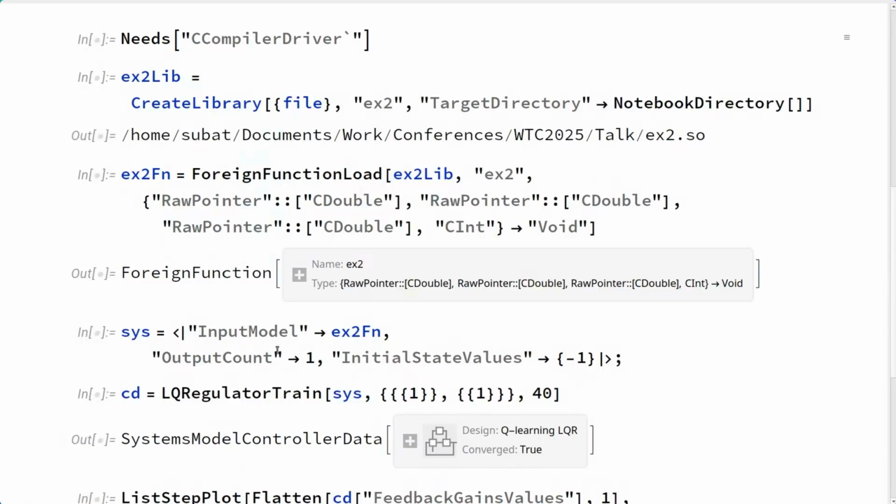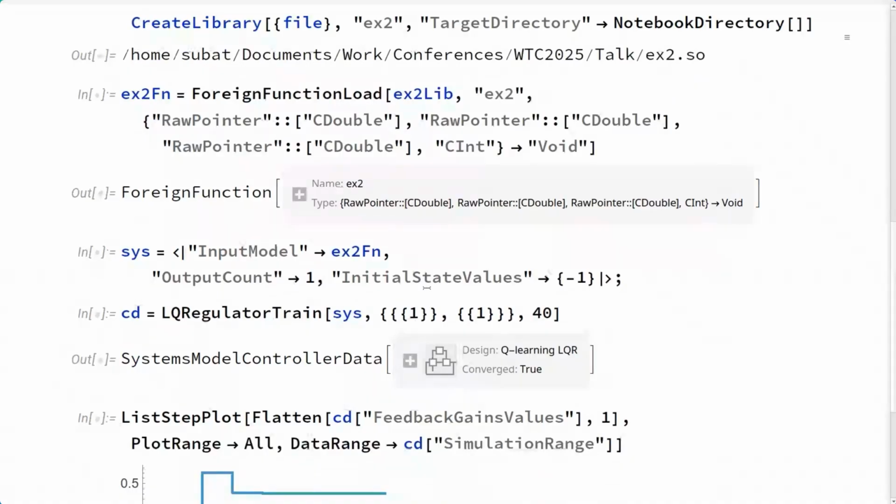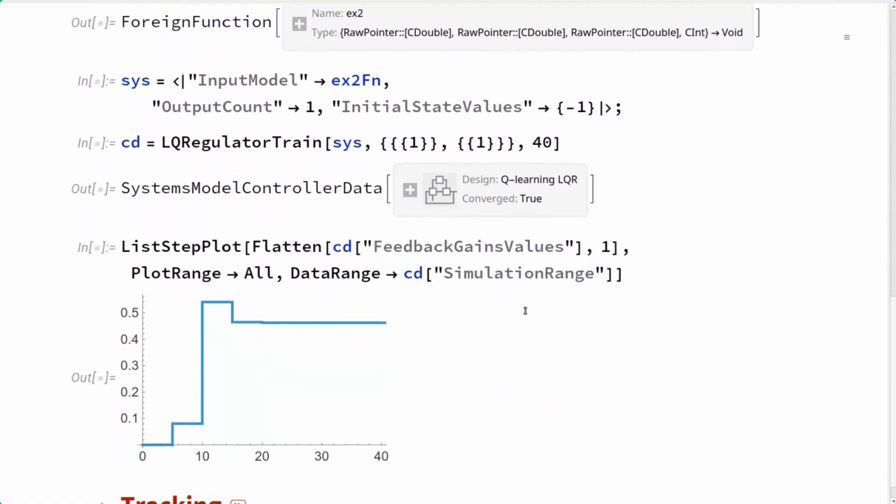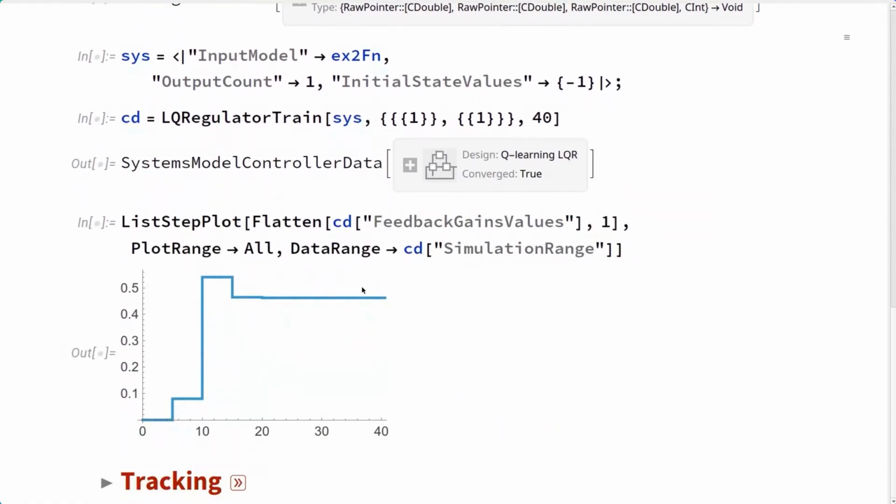It also needs to know how many outputs, because that's the first argument. Then I start with an initial state of -1, and I have the same weights and simulate it for 40 time instances. And here we can see how the feedback gain values finally converge to their final value.